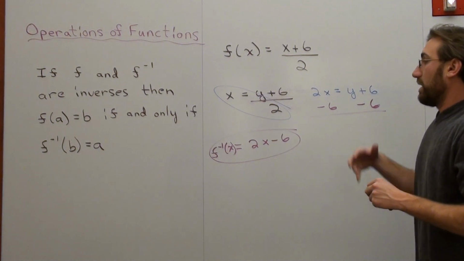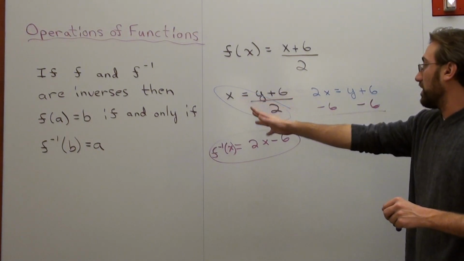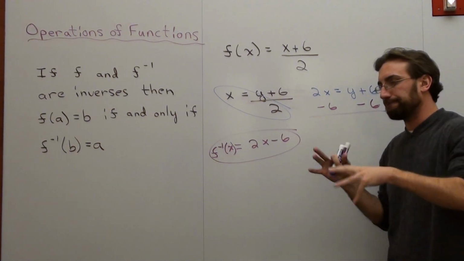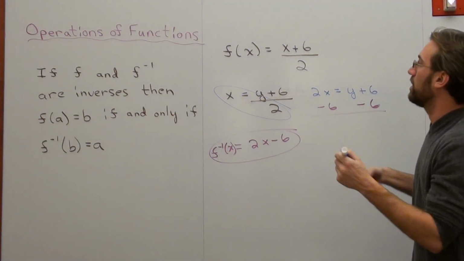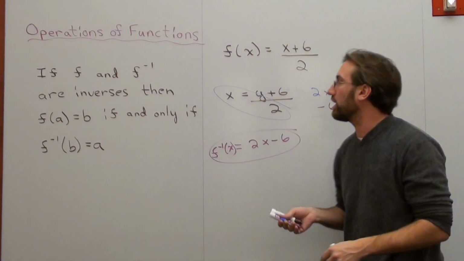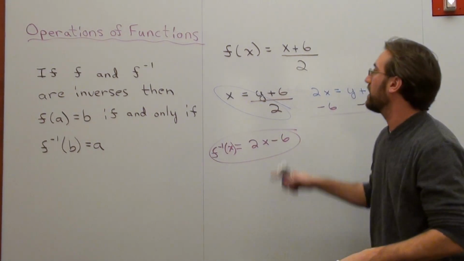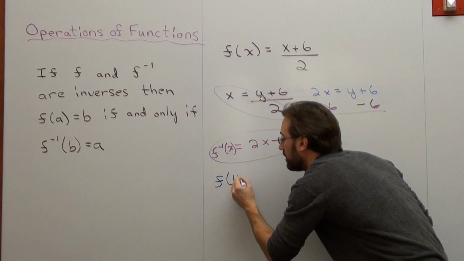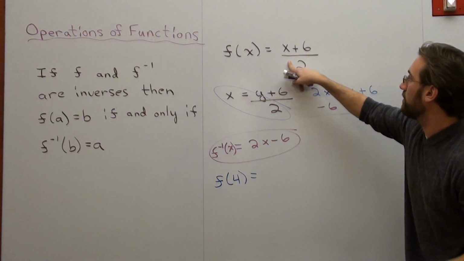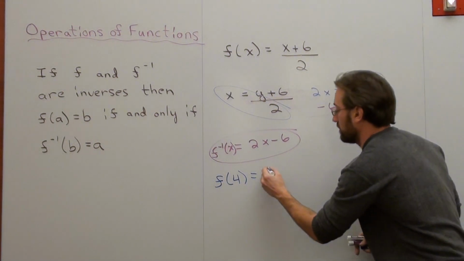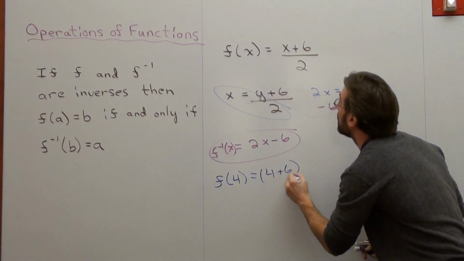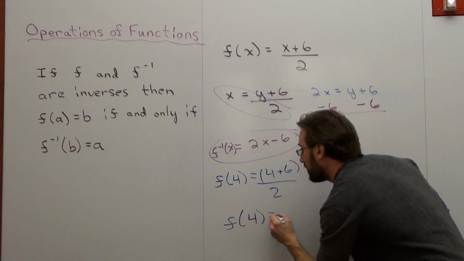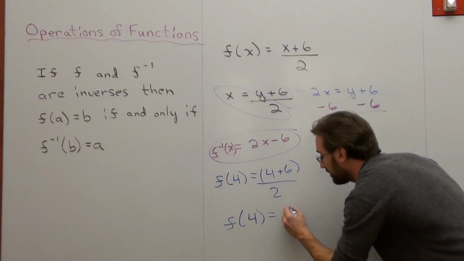Now, that said, looking at this little corollary, we're going to figure out what happens. Let me try to state it as best as possible. So let's use a value for x. Let's use 4. 4 is going to be nice. Let's use f of 4 here. So f of 4 equals 4 plus 6 over 2. F of 4 equals 10 divided by 2, which is 5.